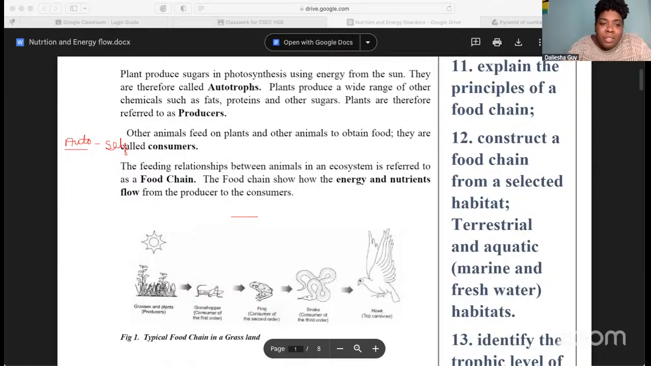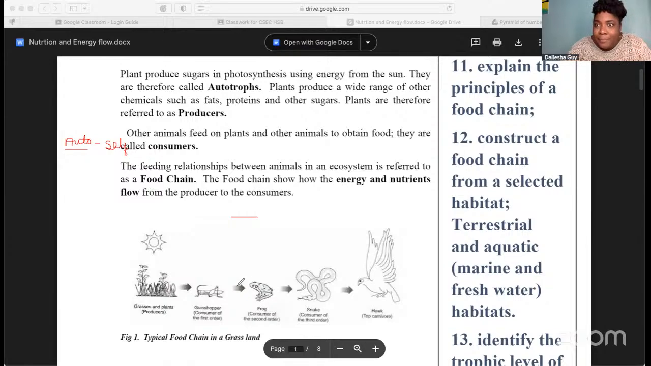So the plant produces its own food via photosynthesis, and we said that they feed themselves with some of the nutrients that they will produce. And then the grasshopper will feed on the grass, right? The frog will feed on the grasshopper. The snake will feed on the frog, and the hawk will feed on the snake. And that's a single feeding relationship. So they can ask you in the exam to draw a food chain.